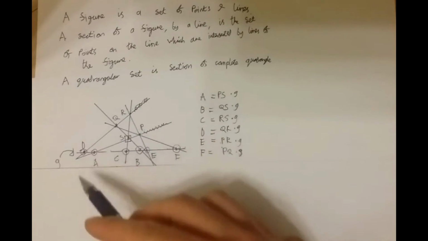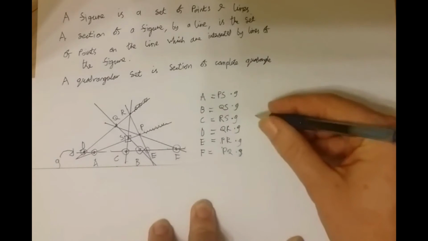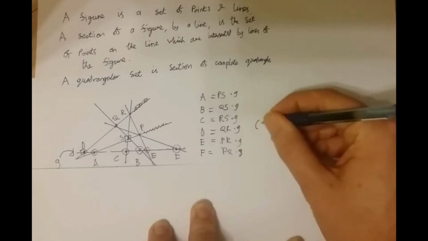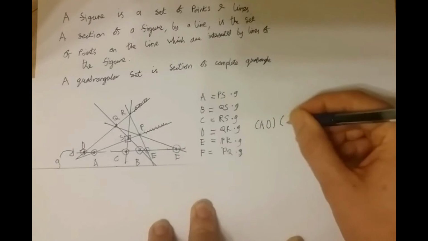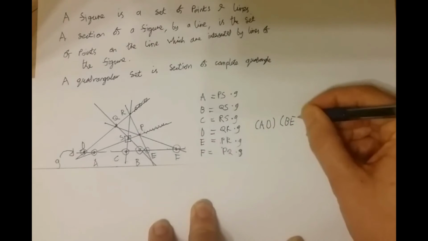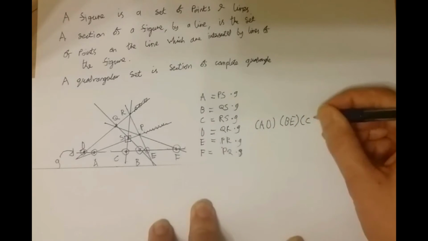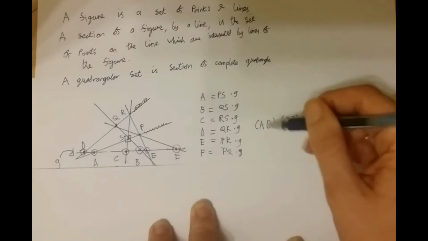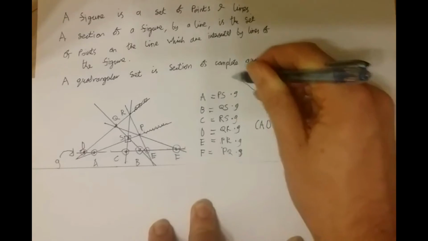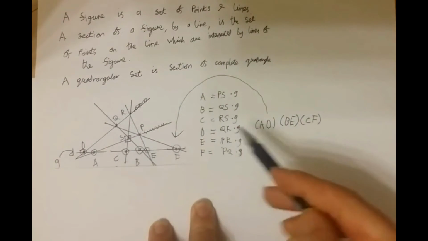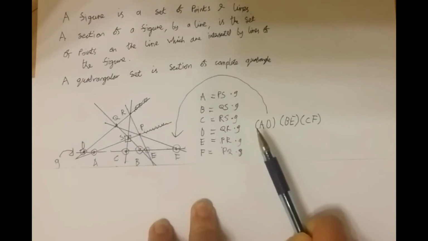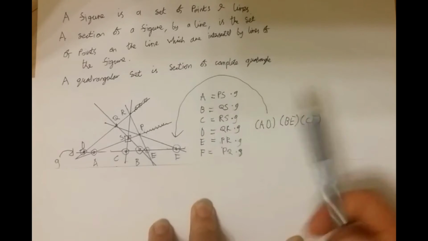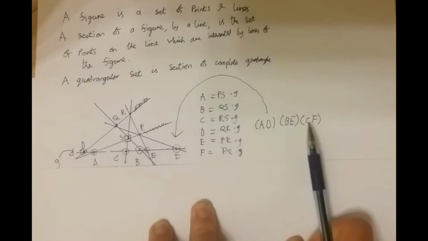Now we denote this quadrangular set, A, B, C, D, E, F, we actually write it like this. The notation is quite telling. We write it like AD, BE, CF. That's what we shall call this quadrangular set down here. So notice just alphabetically we've coupled every letter with the letter that comes three letters away from it in the alphabet.